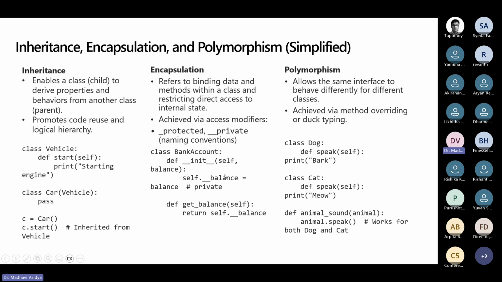But when you talk about encapsulation, here we can see that BankAccount is the class. We are talking about self.balance equal to balance, for which a private variable has been given. And we are calling get balance. Okay, we are executing this particular method. Here we are talking about polymorphism, that is allowing the same interface to behave differently for different classes. So we have Dog as one class and Cat as another class. They both speak, but their style of speaking is different. One is barking and the other is doing meow. Here we are talking about the animal sound, and the animal is either dog or cat. Whatever we pass, whether dog or cat, accordingly the bark or the meow would be printed.